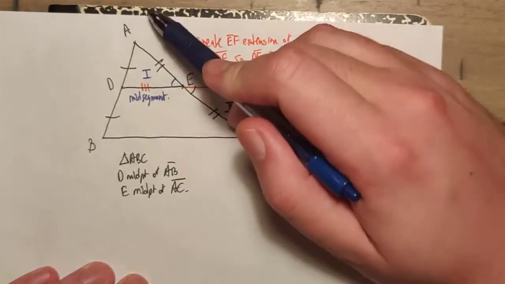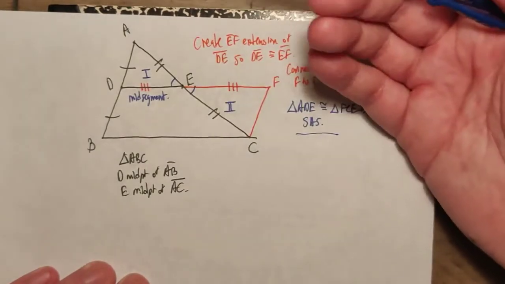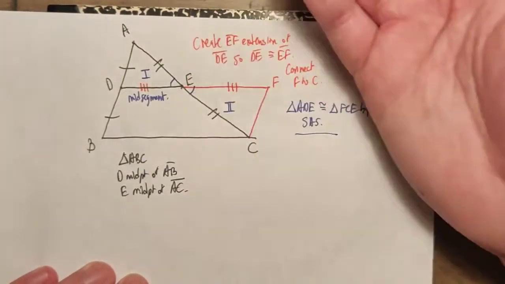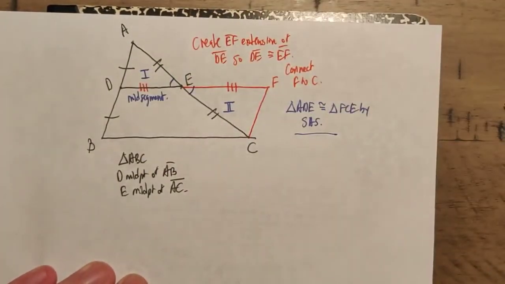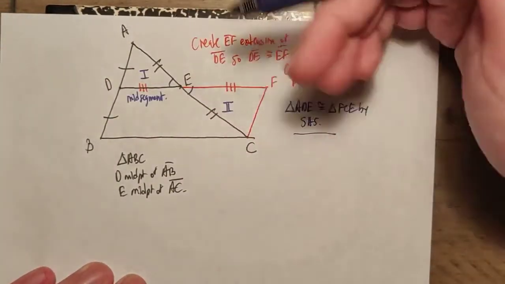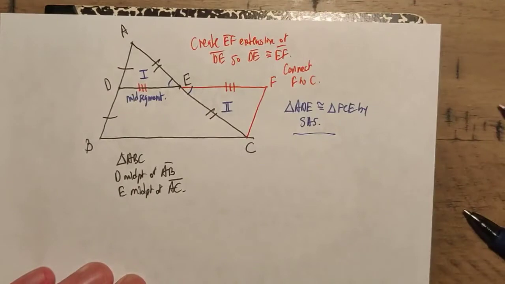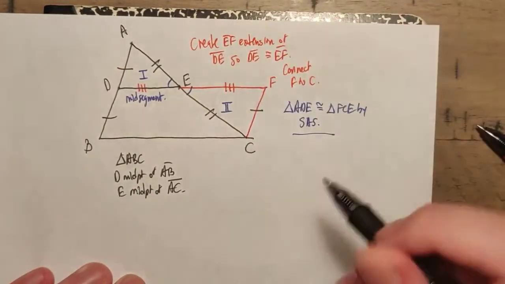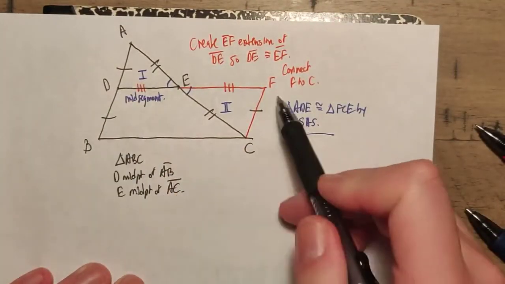Notice we never touched this portion here, so I can kind of do something with that now. I know that AD and DB are congruent from the information that was given to us. So AD being congruent to DB, well let's see. AD matches with FC, so AD and FC are congruent to one another. And now that means that DB and FC are congruent.